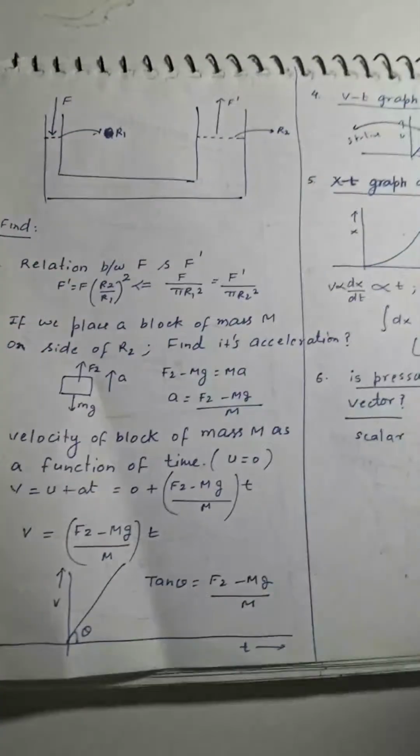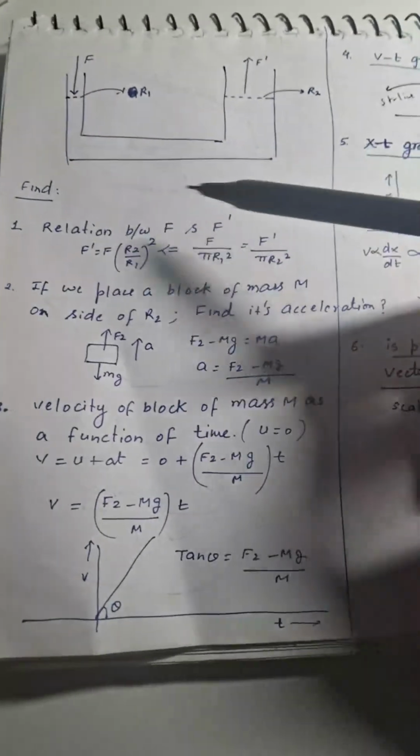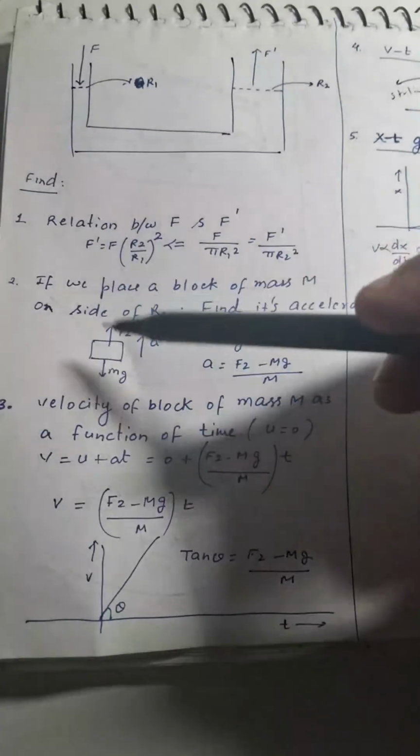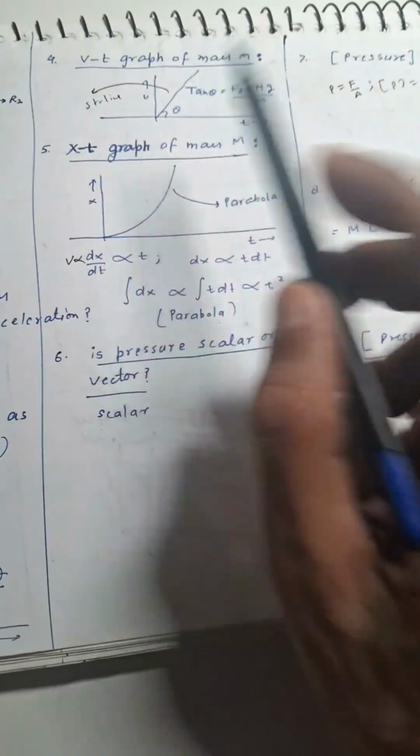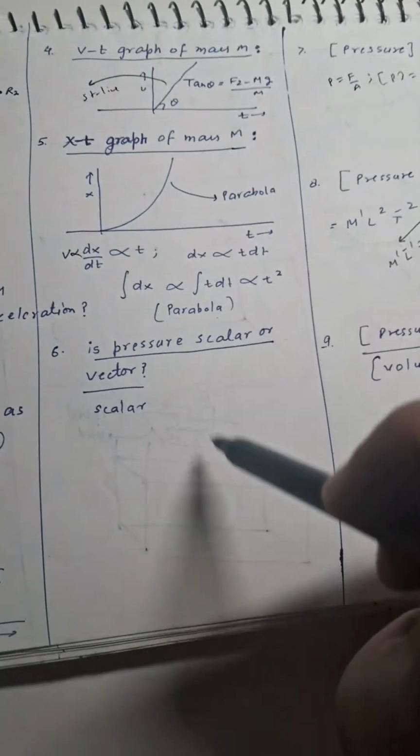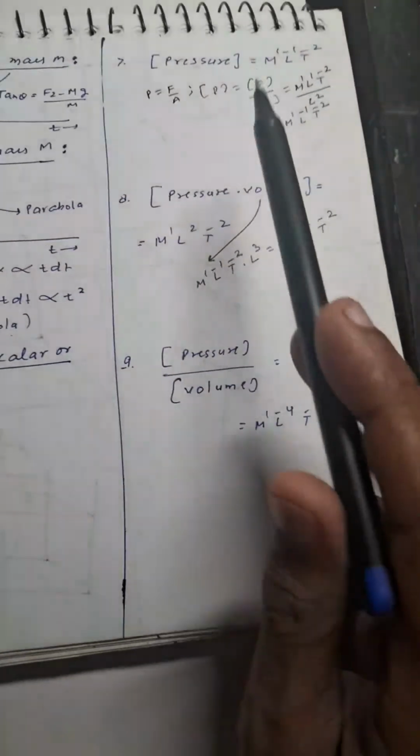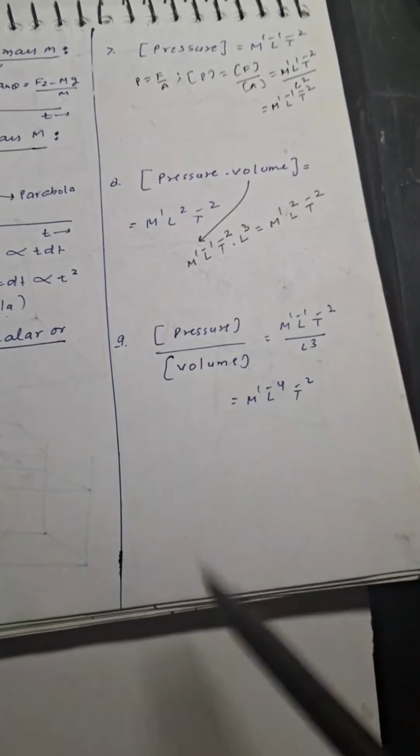Then we have a worksheet based on Pascal's law. So here we need to find the relation between forces, acceleration, velocity as a function of time, graphical analysis, Vt graph, xt graph, whether pressure is scalar or vector, dimension of pressure into volume, dimension of pressure by volume.